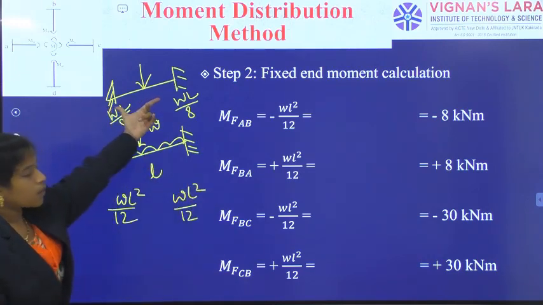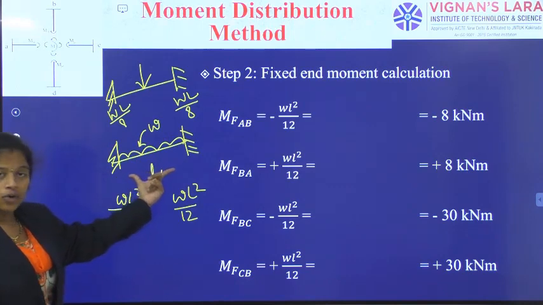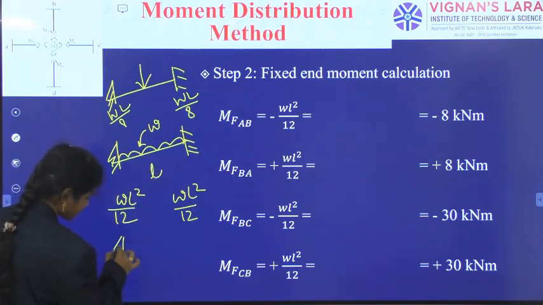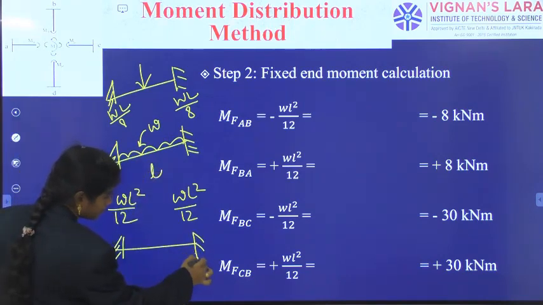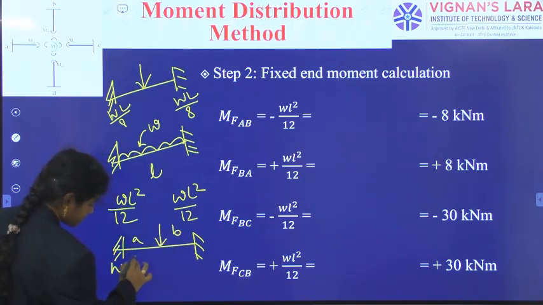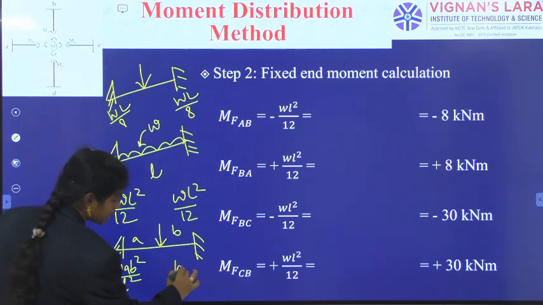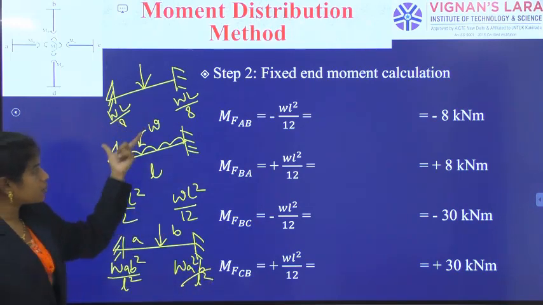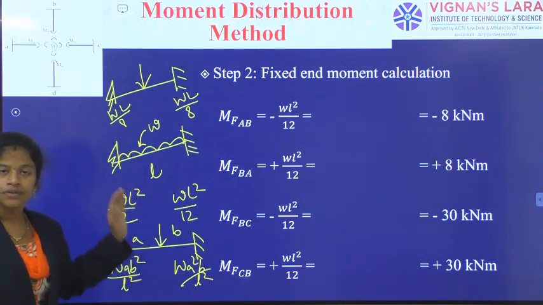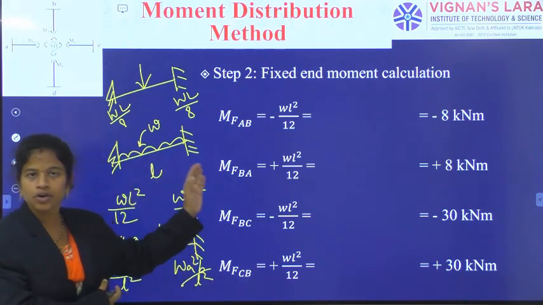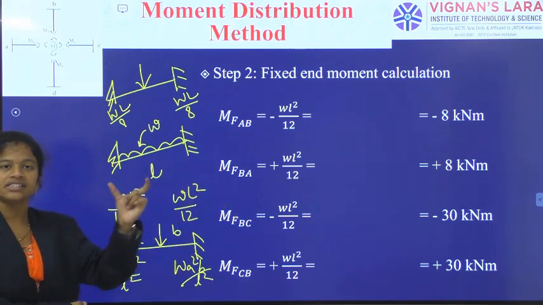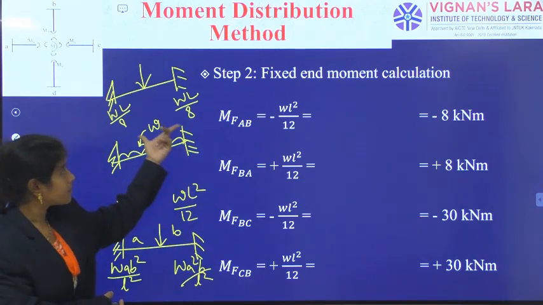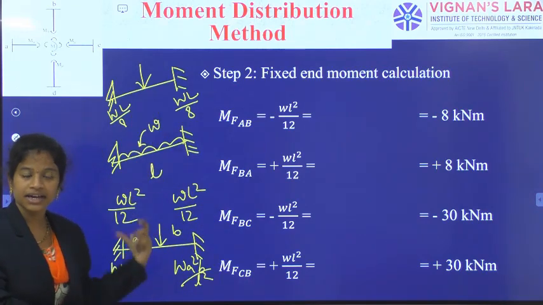So, point load at center, UDL over the entire length, and then eccentric point load with distances A and B: WAB square by L square and WA square B by L square. In this way, you should involve the fixed end moment formulas. Whatever loading is given, use the corresponding formula, taking each span as a fixed beam. So first span, the corresponding answer, second span, the corresponding answer.